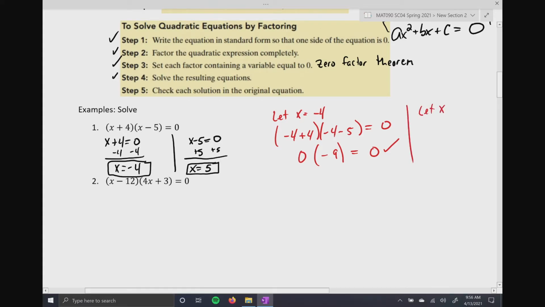Now we're going to let x equal 5. Well, if I make my substitutions and I do the work inside the parentheses, notice I get 9 times 0. In other words, if x equals 5, then my second binomial is equal to 0. Okay? And hopefully by showing you this example, I can ask you this question.